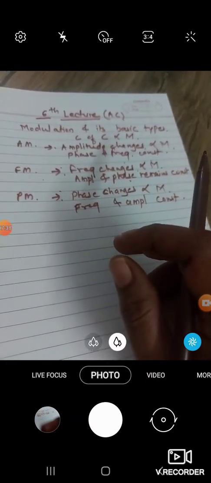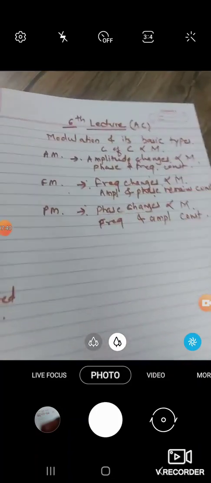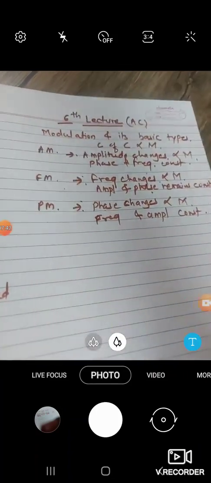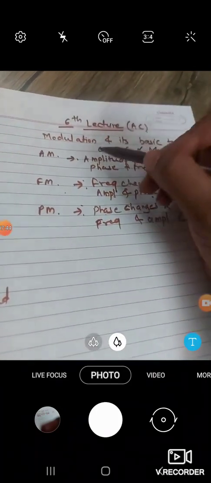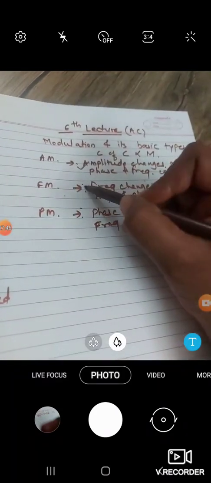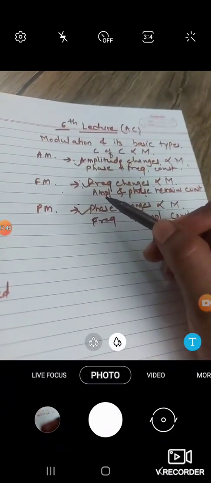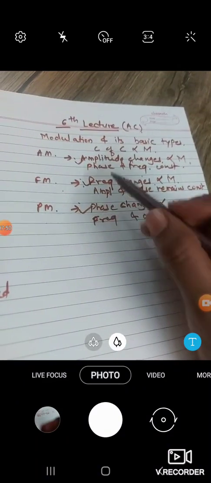Then on what basis are these three types derived? These three types are based on which parameter of the carrier is changing in proportion with the modulating signal.